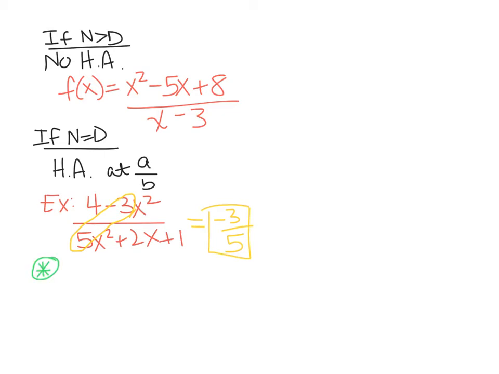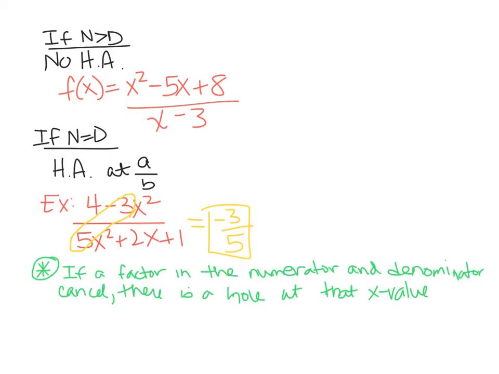So before we do some examples, I'd like to talk about our special case. Okay, so our special case is if you have a rational function, you factor everything out, and you find that something cancels out, then that value will not have an asymptote. It will actually have a hole. So I'll give you an example. So let's say you have a function that looks like this.